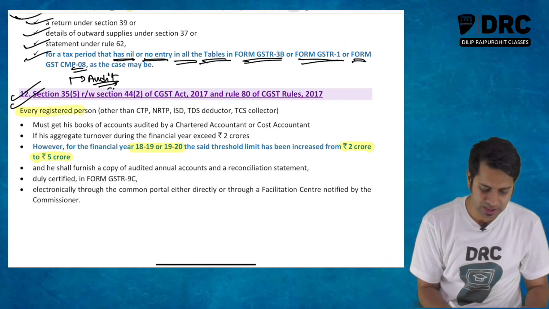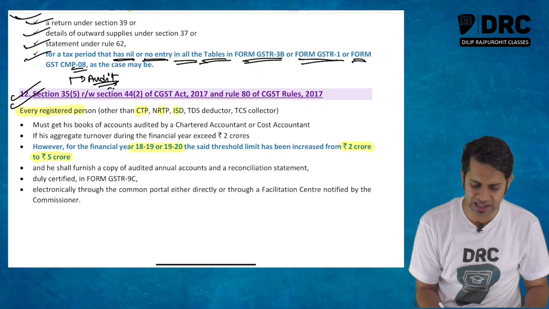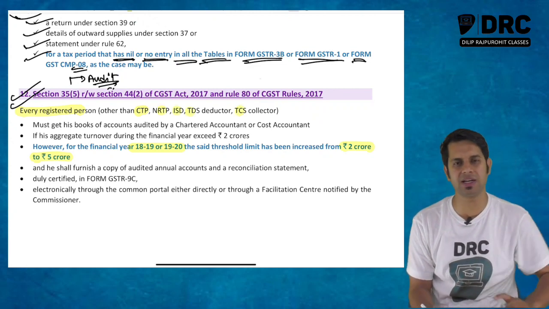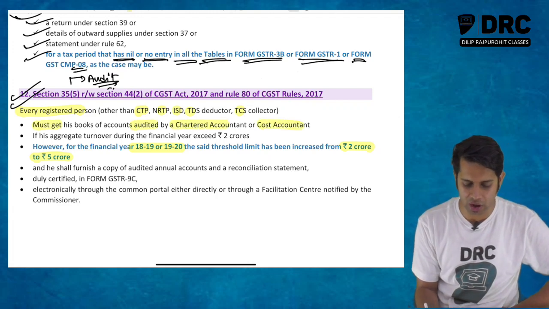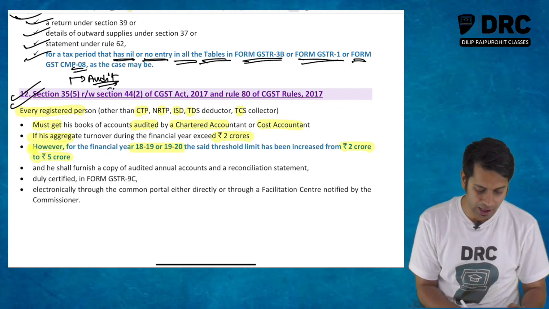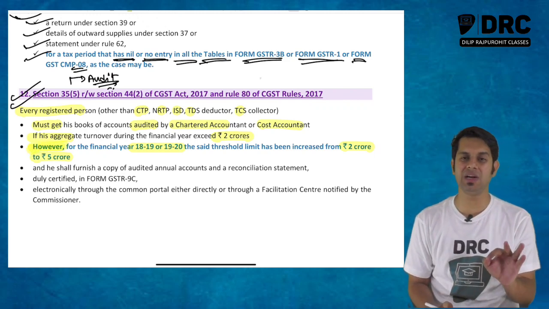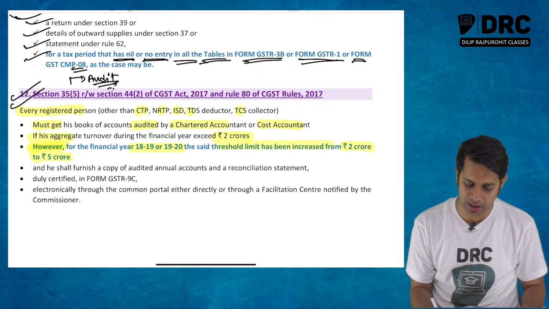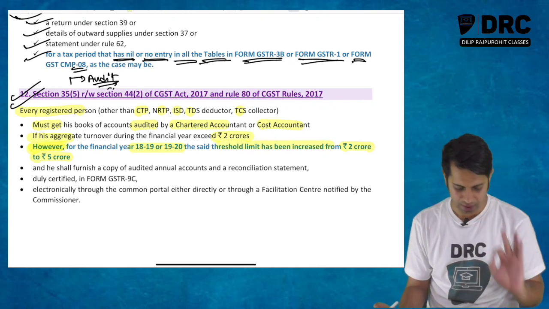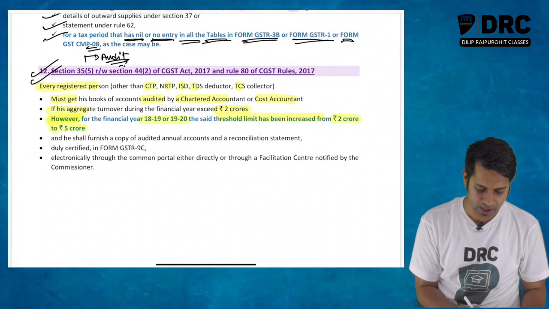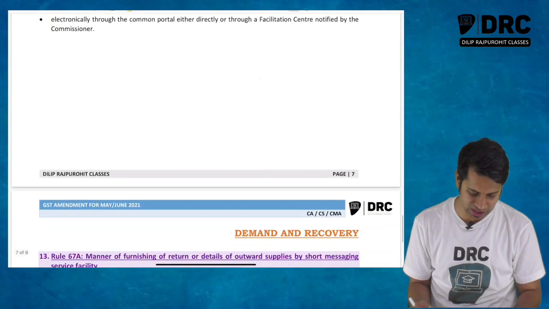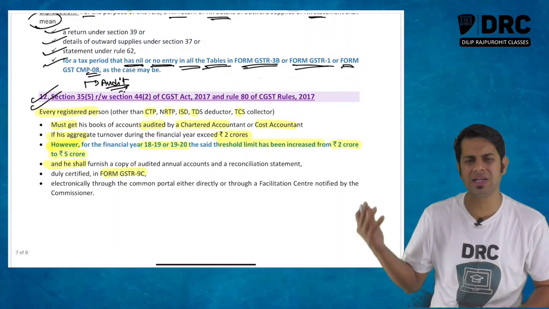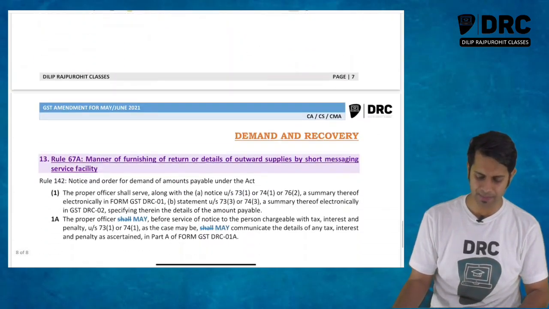So every registered person other than a casual taxable person, non-resident taxable person, input service distributor, TDS deductor and TCS collector must get his books of accounts audited by a chartered accountant or a cost accountant if his aggregate turnover exceeds 2 crore rupees. This limit, however, for the financial years 19-20 and 18-19, has been increased from 2 crores to 5 crores. That is the only point. And he shall furnish, along with the audited annual accounts, GSTR 9C, that is the reconciliation statement, etc. That is the amendment made in this particular chapter.